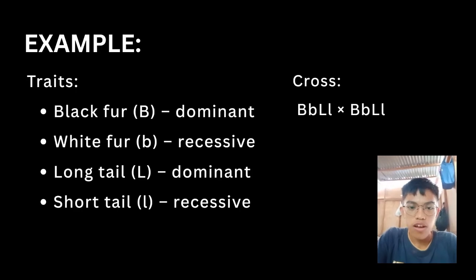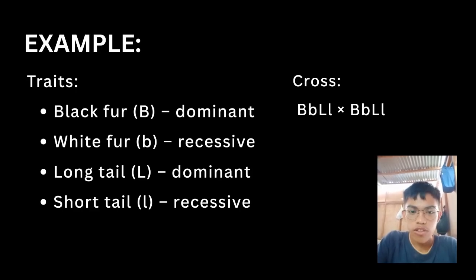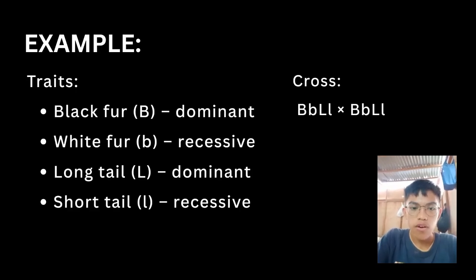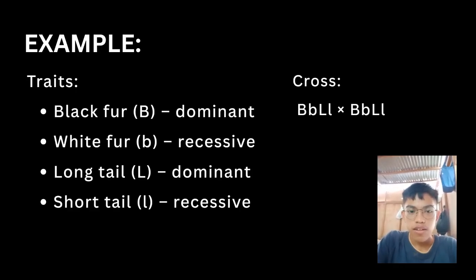Example 2. Another dihybrid cross. Problem: black, capital B, dominant over white, small letter b, long tail, capital L, dominant over short, small letter l. So we have our crosses: capital B, small letter b, capital L, small letter l, cross to capital B, small letter b, capital L, and small letter l.